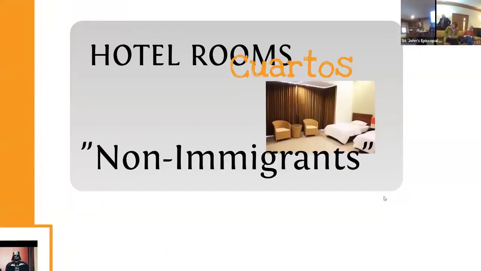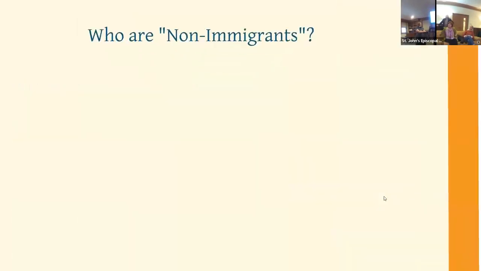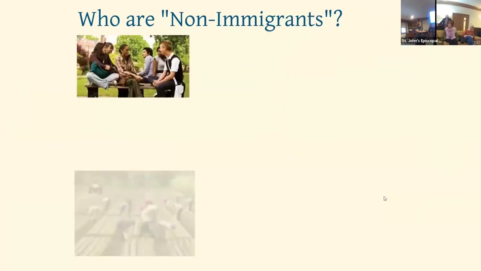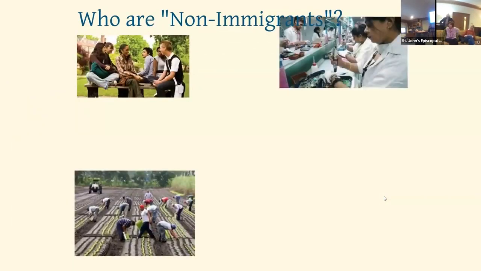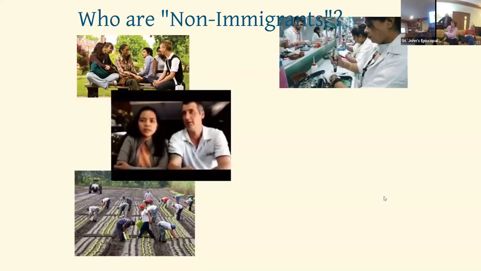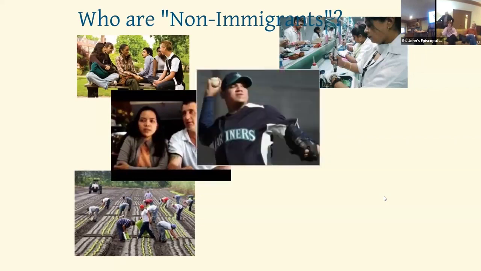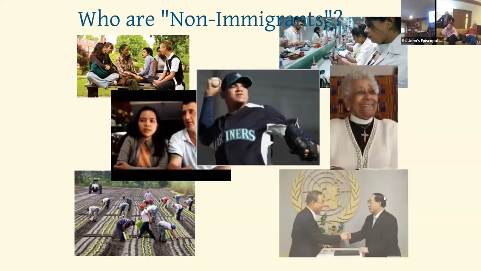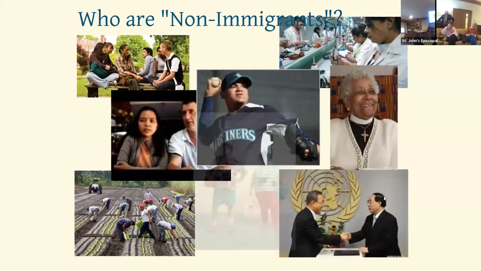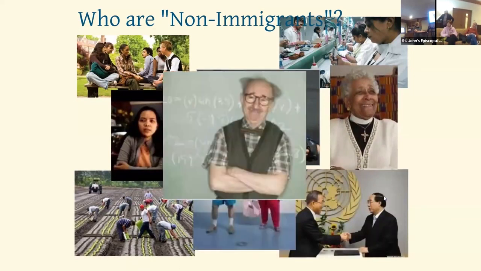So hotel rooms, non-immigrants, there's some examples. Students, migrant farm workers, people with highly skilled jobs that their job applies for a visa for them. Sports players, other highly skilled people, religious workers, diplomats, tourists.